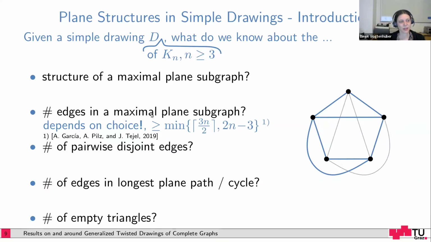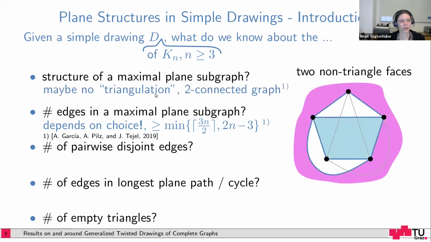So this means that the number of edges in a maximal plane subgraph actually depends on the choice of the subgraph, which is very different from straight line drawings. And also the structure of a maximal plane subgraph is not so clear. So especially it's not a triangulation, whatever triangulation means. But like in this example here, we have two non-triangle faces, so that's surely not a triangulation. But what we know by now is that it's a two-connected graph.